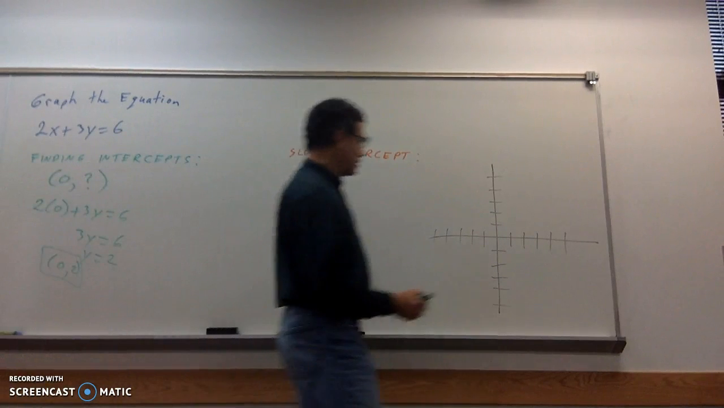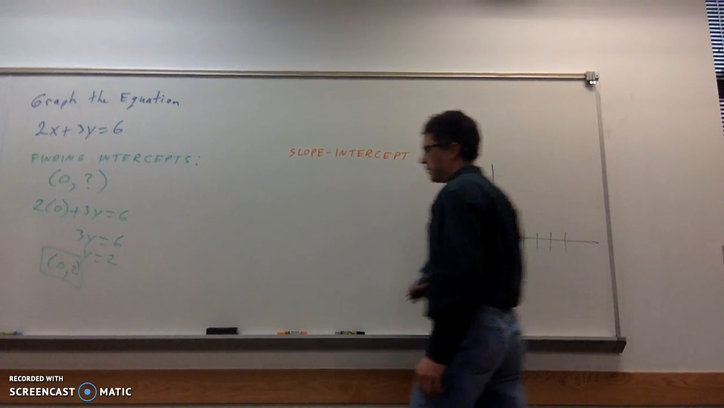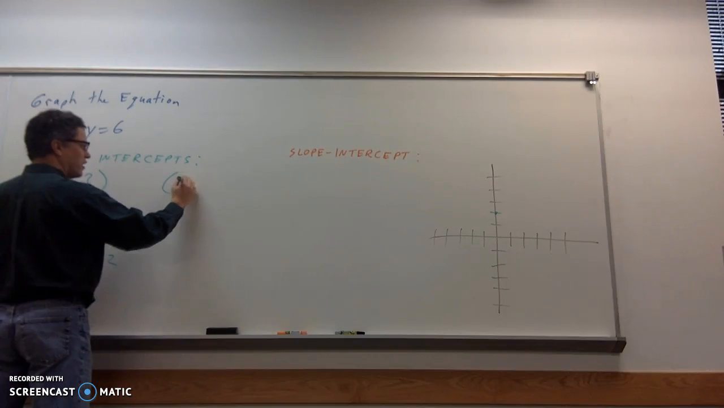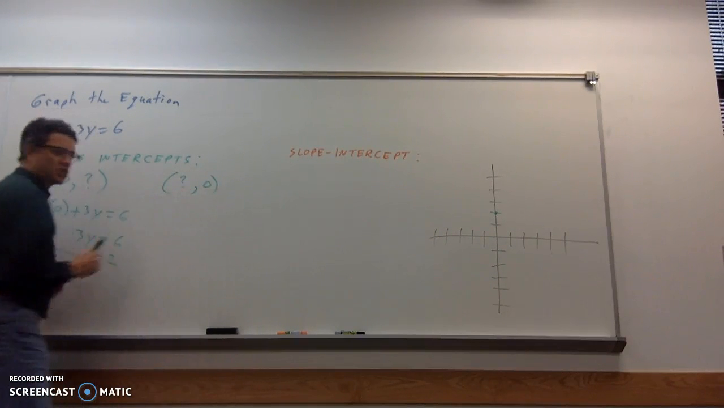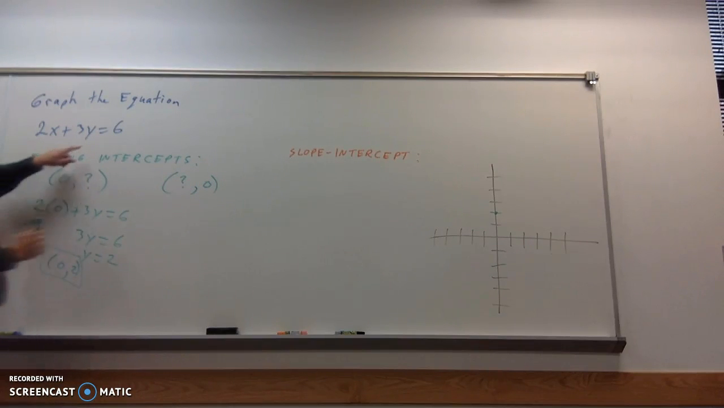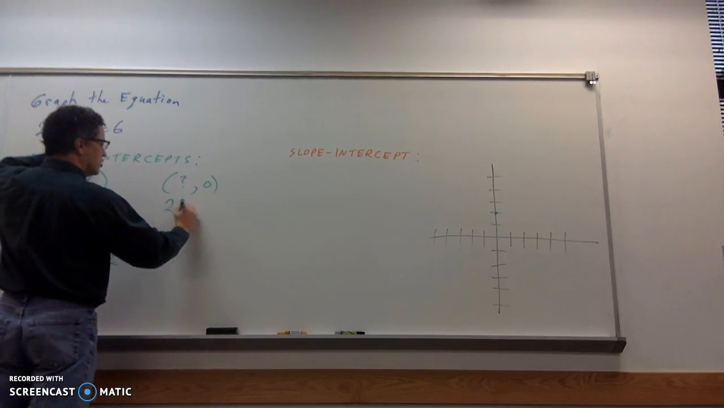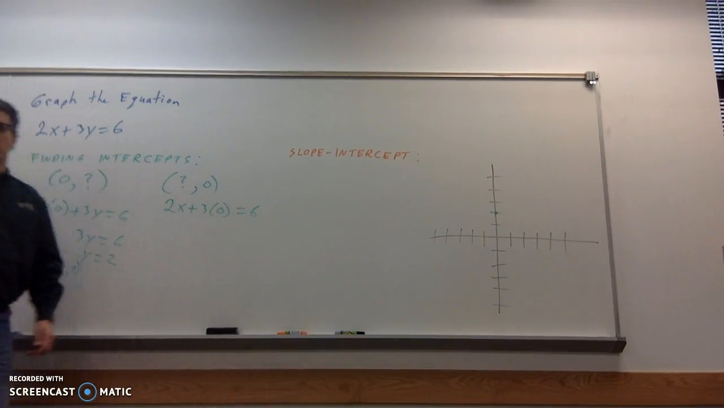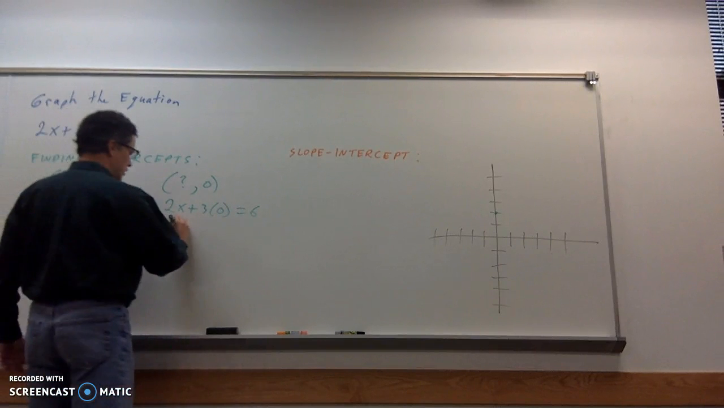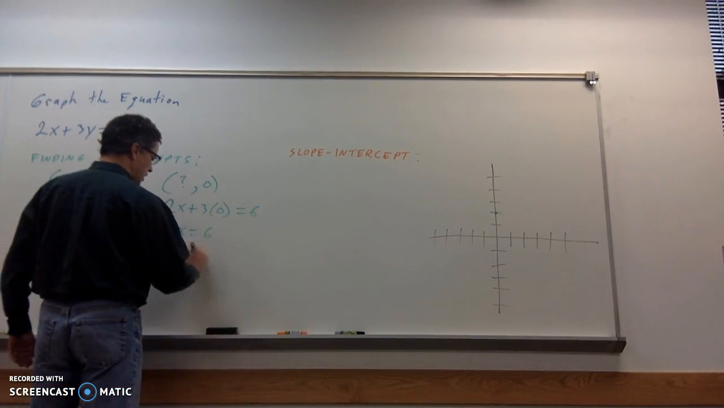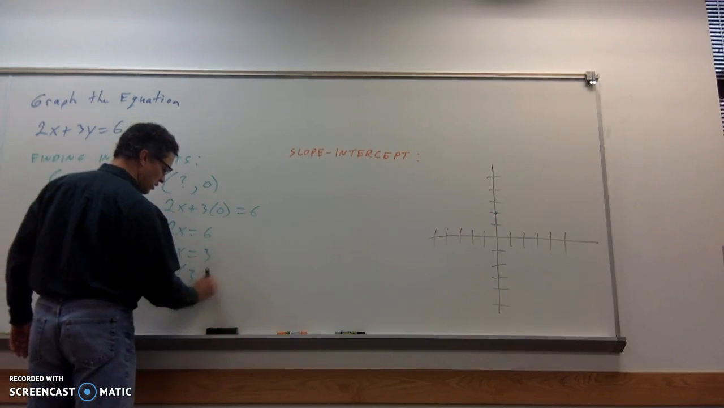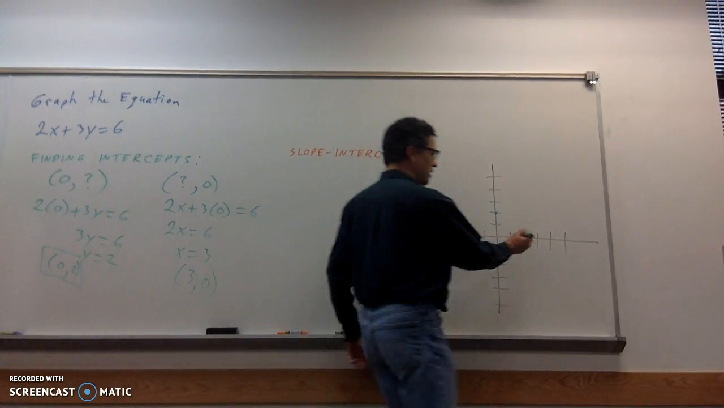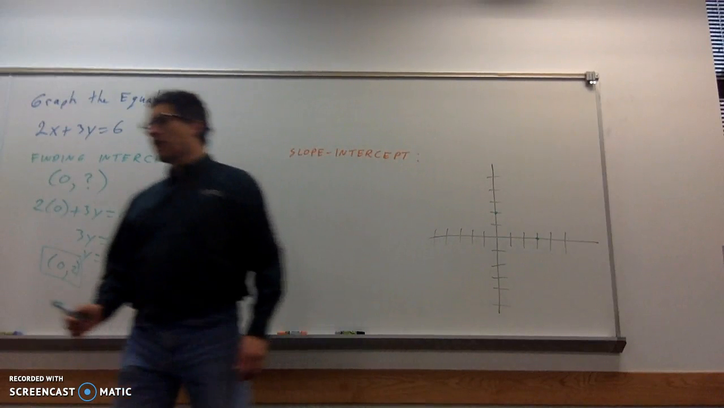So we go and we graph that, (0, 2). That's right there. And then now we'll do this. If my y value is 0, what's x going to be? Okay? So we'll plug a 0 in for y. 2x plus 3 times 0 equals 6. And then we'll go ahead and solve for x. 2x equals 6. x is 3, so my other point would be (3, 0), which is this point right there. 2 points is all you need to graph this thing.